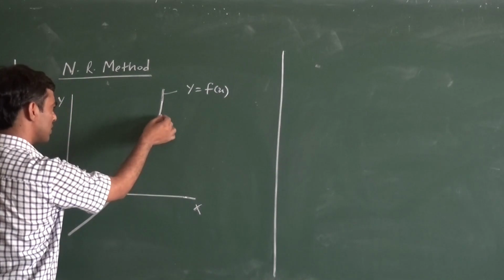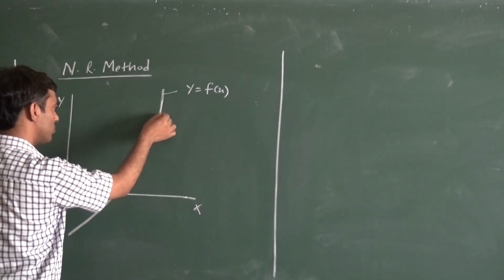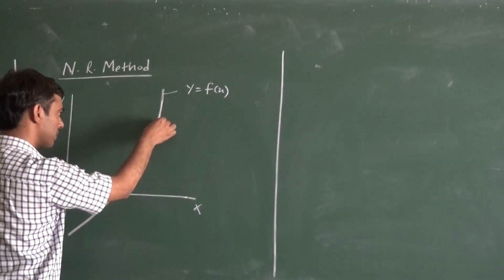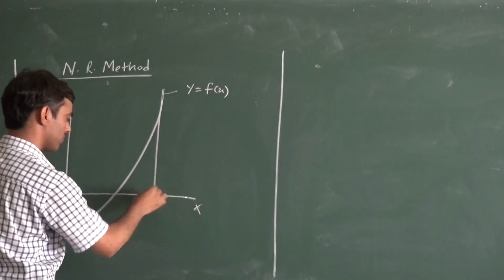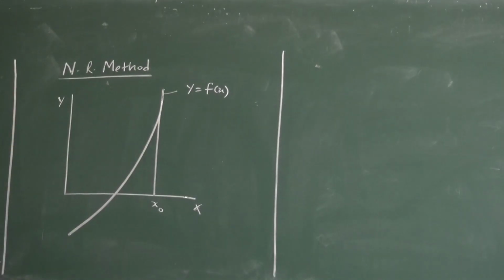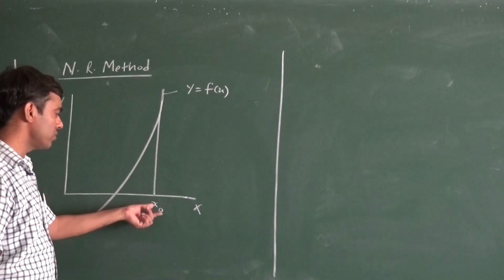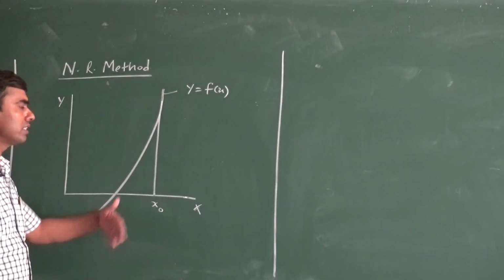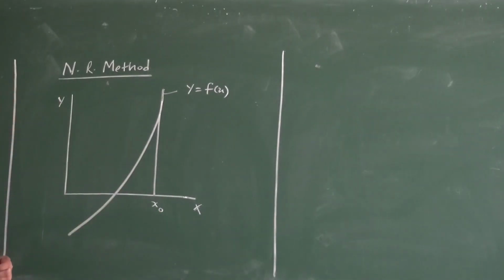As we know, this is not a bracketing method, so we choose any value arbitrarily. Suppose we choose the initial value x0. What is the condition on x0? x0 satisfies the criteria of convergence. Later on we will discuss the criteria of convergence, meaning how we choose the value of x0.